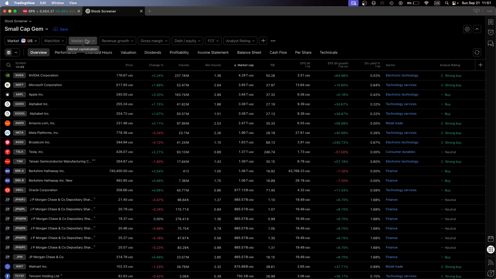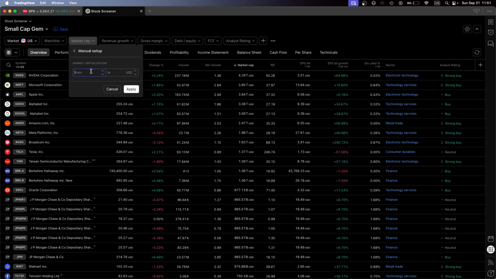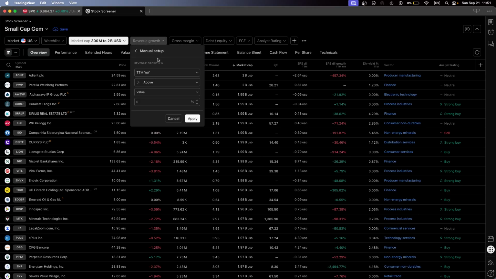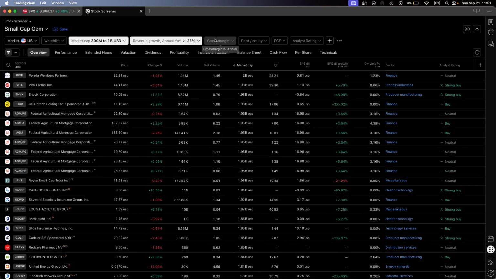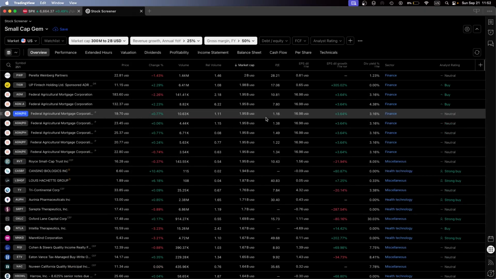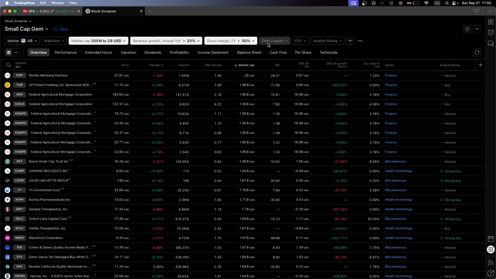So first one, market cap, we will keep it in between 300 million to 2 billion. So this will isolate the small cap universe basically of stocks. And then for revenue growth, we will keep it annual, year on year, and it's greater than 25%. For gross margin, we will keep it greater than 50%. So we want to look for very strong scalable business.